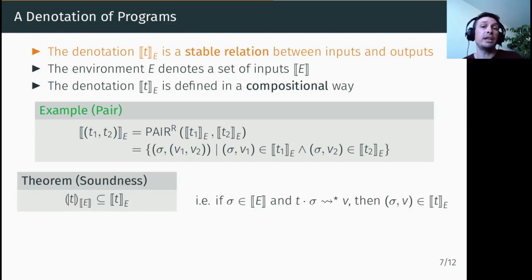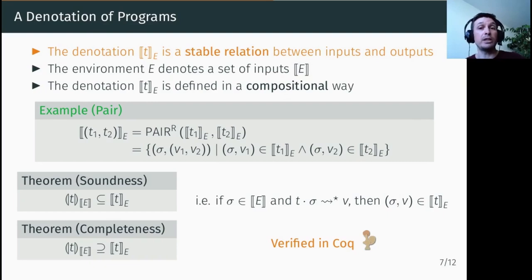We have proved that this denotation is sound with respect to the input-output relation, in the sense that it is an over-approximation of the input-output relation. This means that if you take an input substitution sigma in the set of valid inputs described by the environment, and if the evaluation of the program T with these inputs gives you an output value V, then the input-output pair sigma V is predictably in the denotation of the program. Interestingly, the denotation we have defined is also complete. This means that the denotation and the input-output relation are the same. We have mechanically verified these results in the Coq proof assistant.